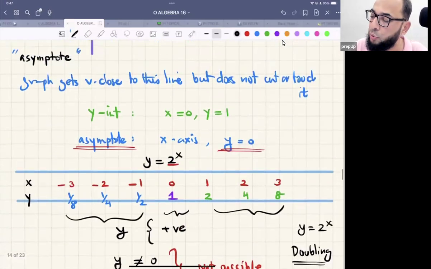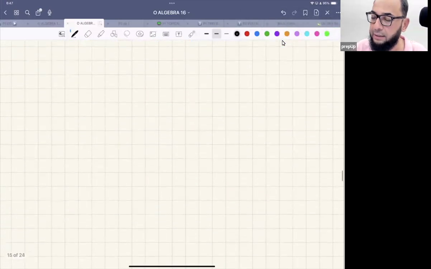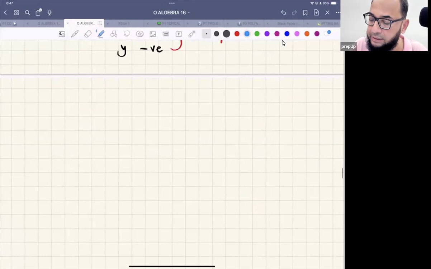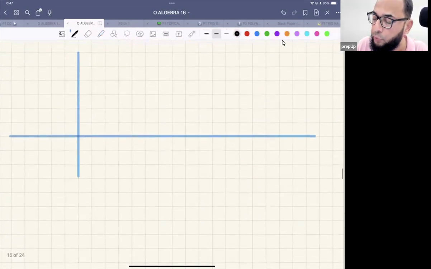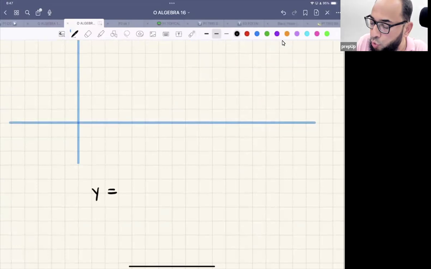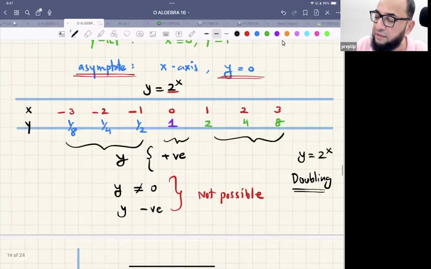Now what I can do over here is get started with the idea of drawing the graph of y equals 2 raised to the power of x plus 1. Now these are the y values.